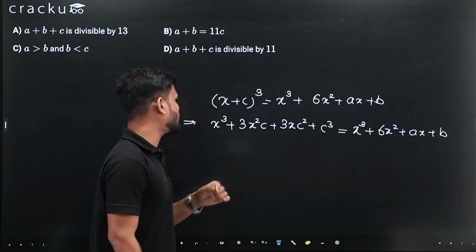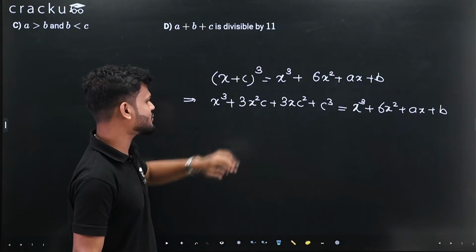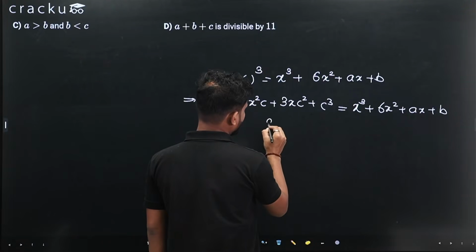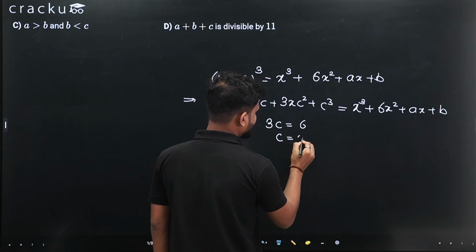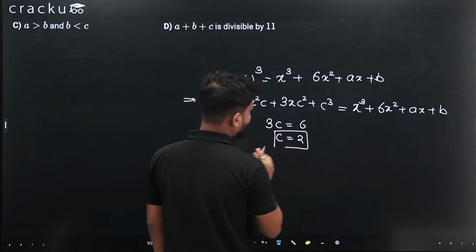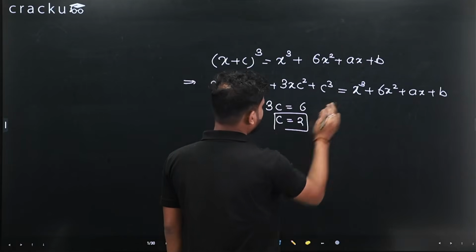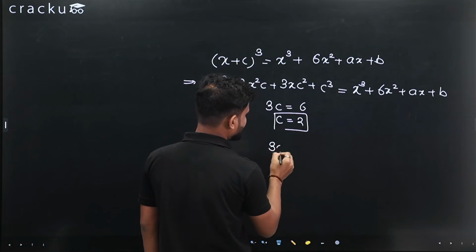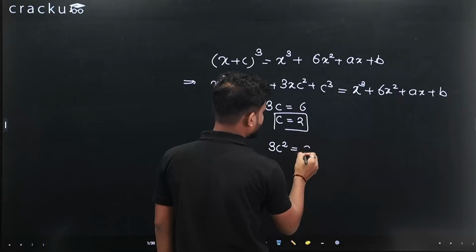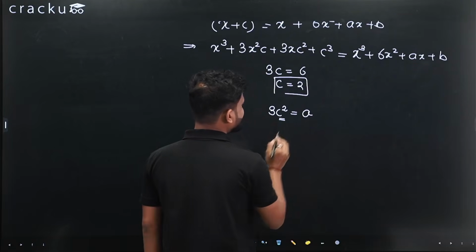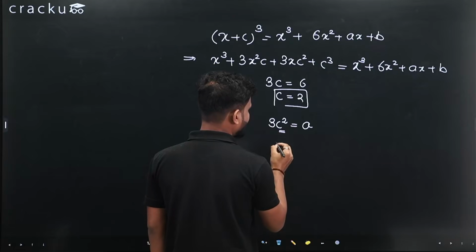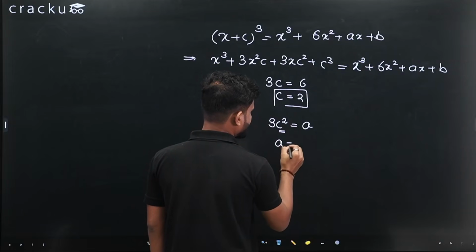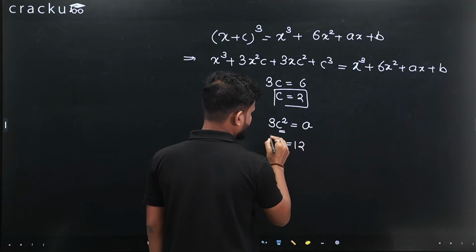Now if you compare the coefficients, what do you get? If you compare the coefficient of x square, you get 3c is equal to 6, so c is equal to 2. Now compare the coefficient of x. From here I can say 3c square is equal to a. What is c? c is 2. So 2 square will be 4, 4 into 3 is 12. So a is equal to 12.